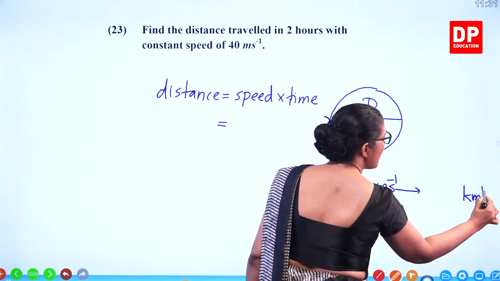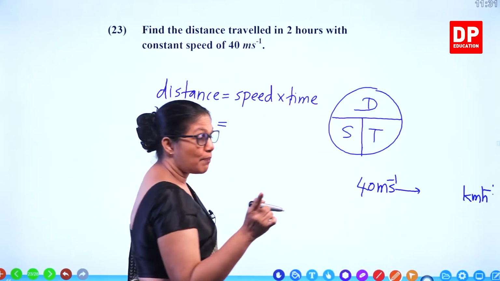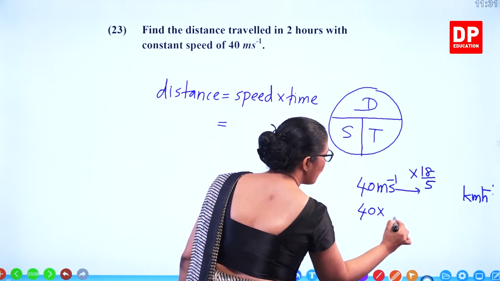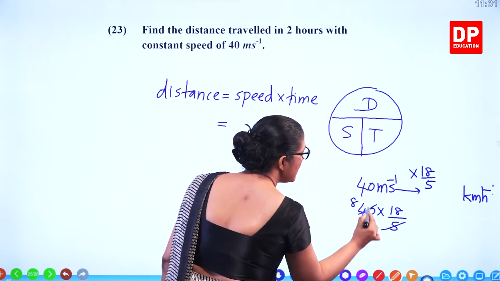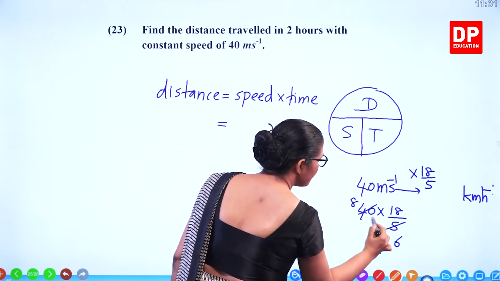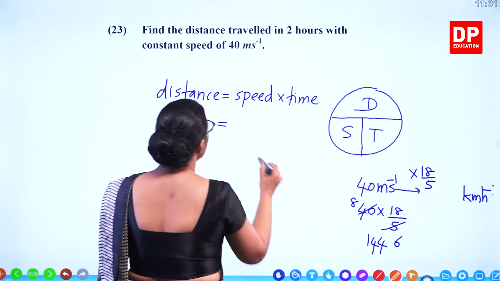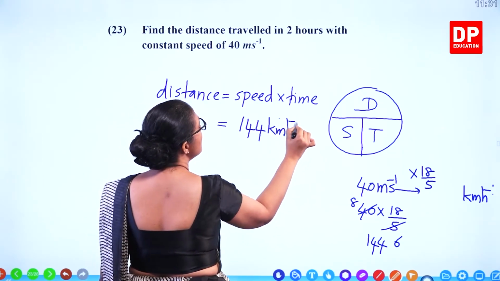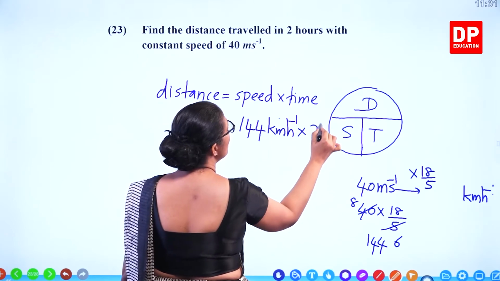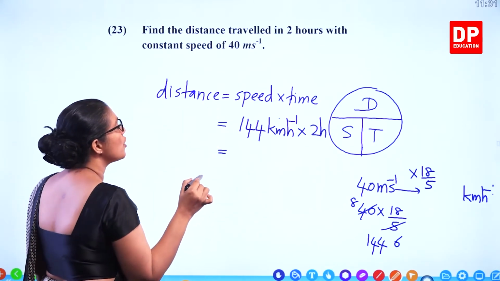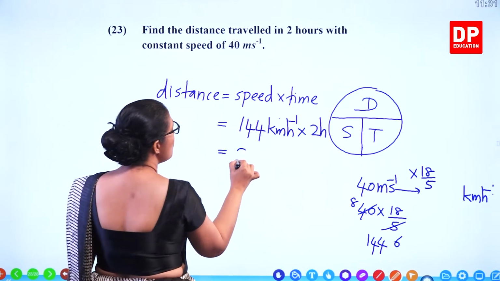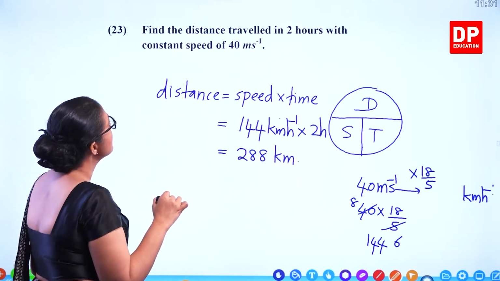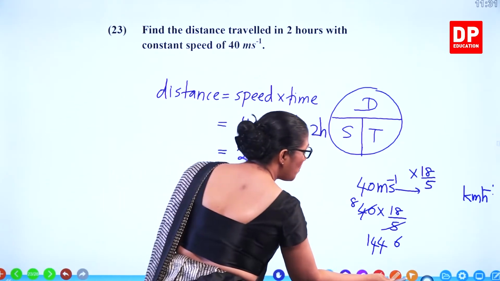Converting to kilometers per hour, you already know that you multiply by 18 over 5. So 40 into 18 over 5. 18 times 8 is 144. So the speed is 144 kilometers per hour, and multiply by 2. So you get 144 times 2, which is 288 kilometers, the distance travelled. So you get 2 marks for this.